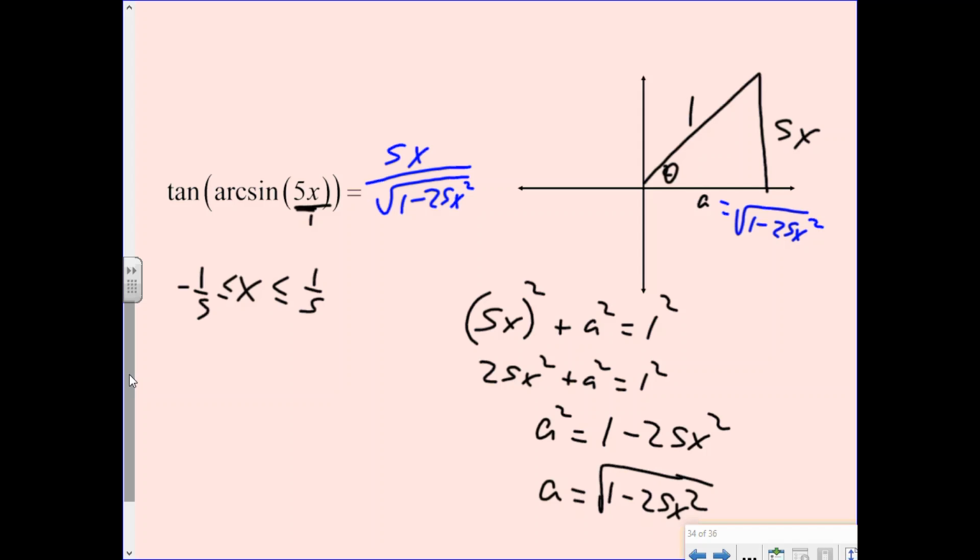There should be some videos on the screen right now showing you where the domain and range of the inverse trig values come from, and also how to solve kind of more simple type of questions.